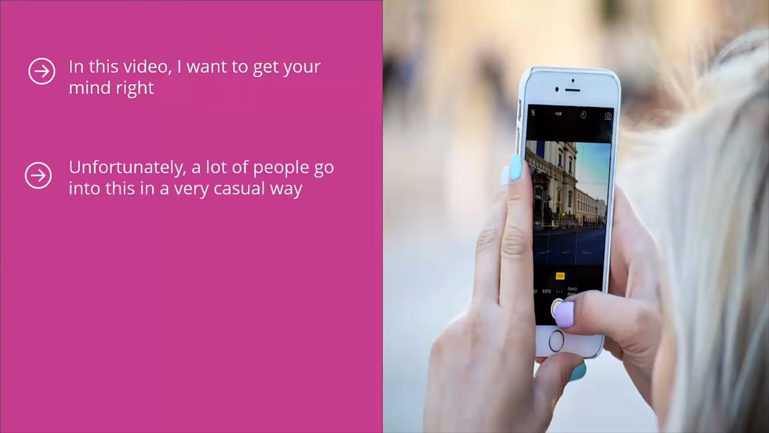Unfortunately, a lot of people go into this in a very casual way. They think that it's all about following some sort of recipe or checklist. They think that it's all about taking actions in a certain sequence and things will pretty much fall into place. Boy, are they in for a nasty surprise. Things don't work out that way.